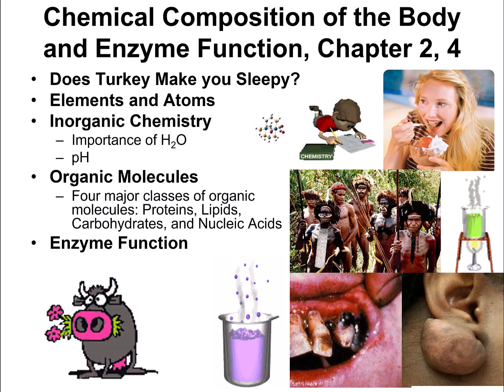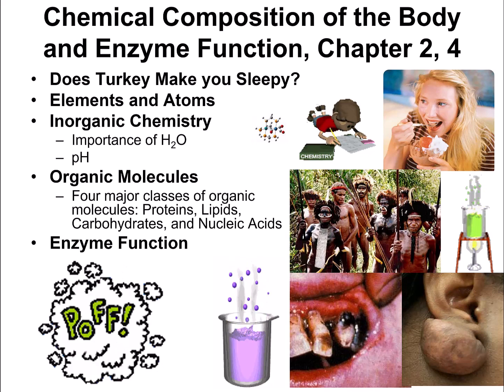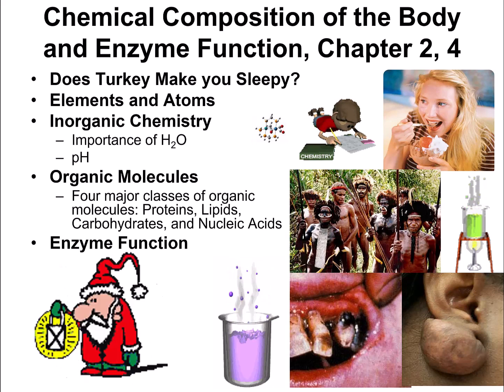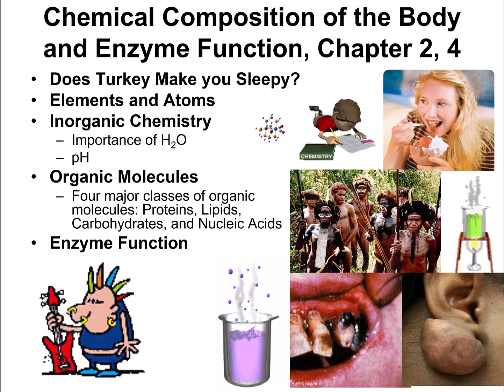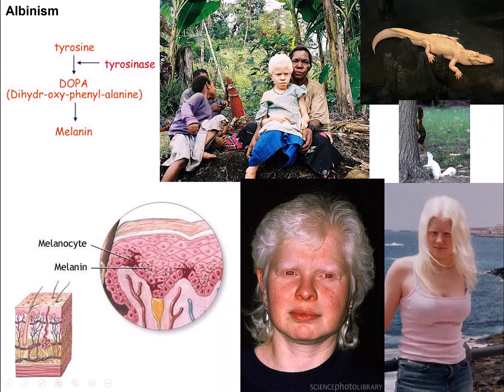We're also going to look at organic chemistry, which has 4 major classes of organic molecules. These are proteins and lipids, carbohydrates, and nucleic acids. Understanding the chemistry of the body is going to help you to understand various disorders. For example, if you understand how enzymes function, then you can understand how conditions such as albinism can take place.